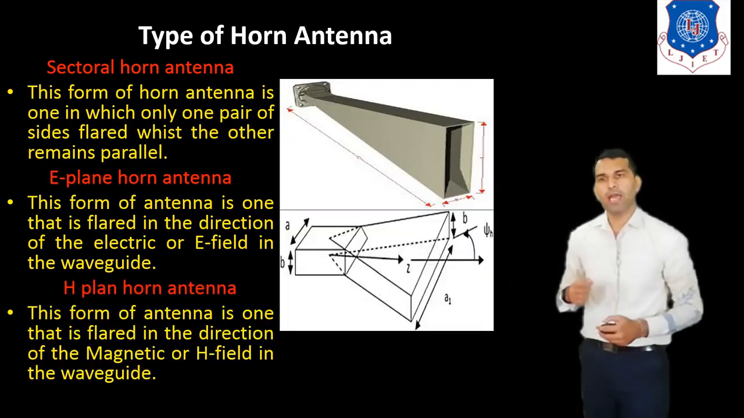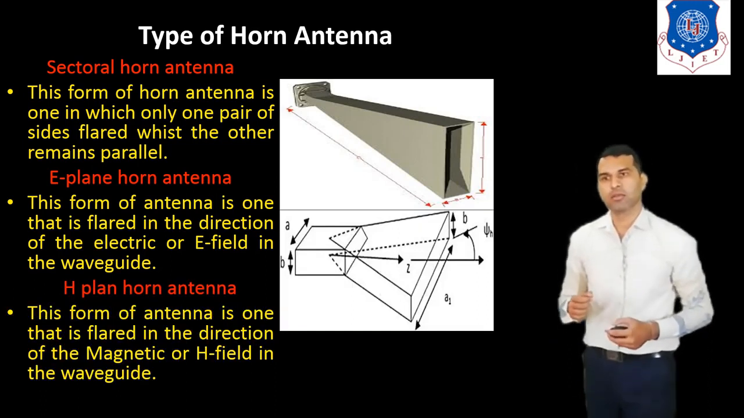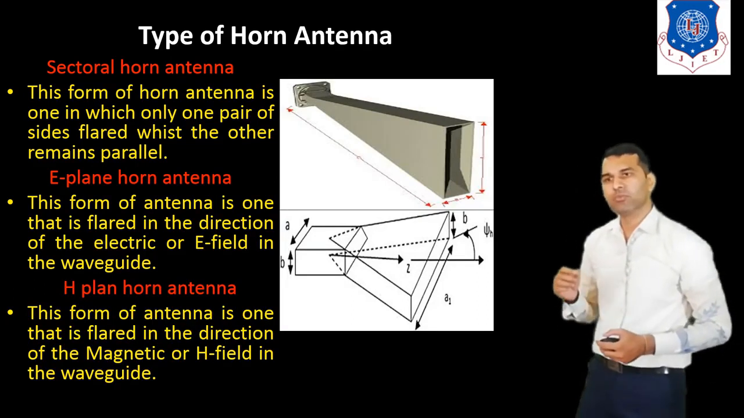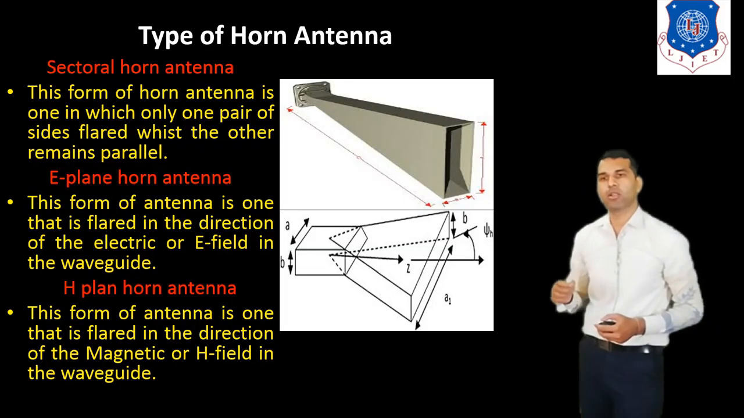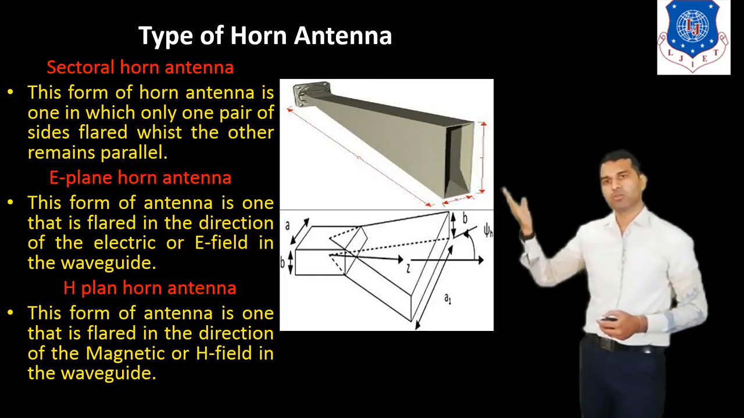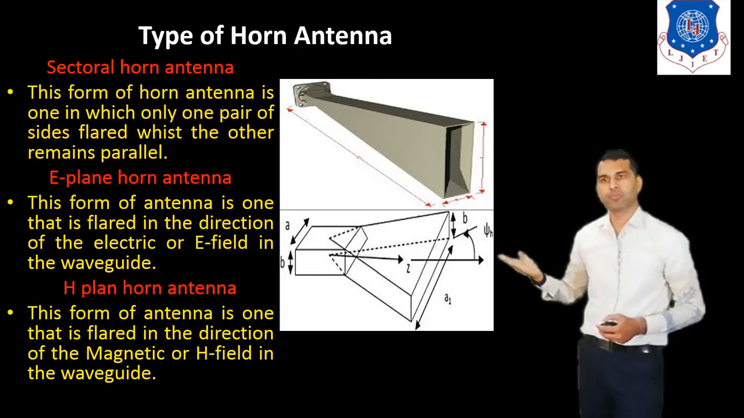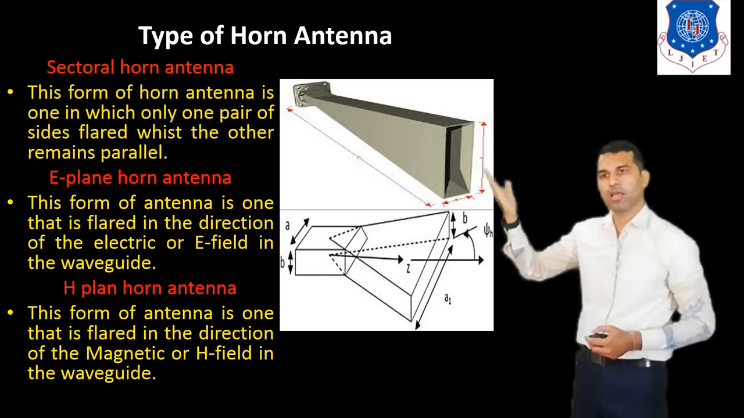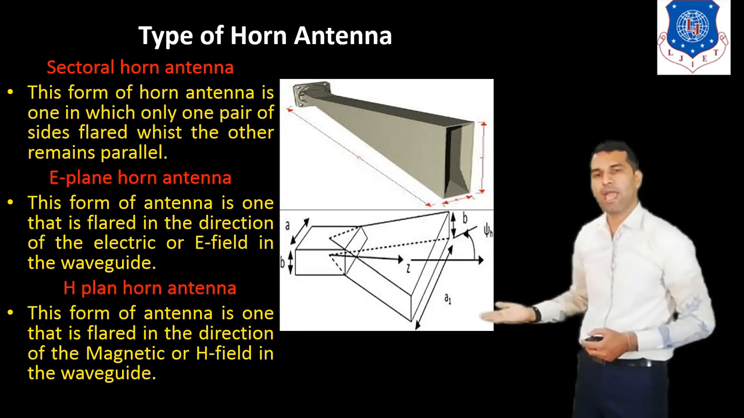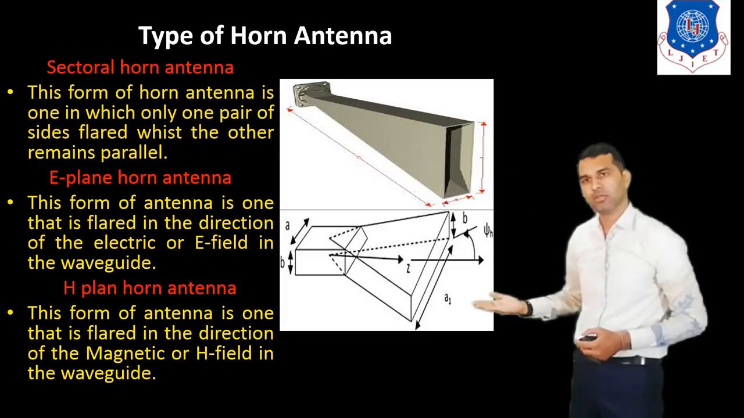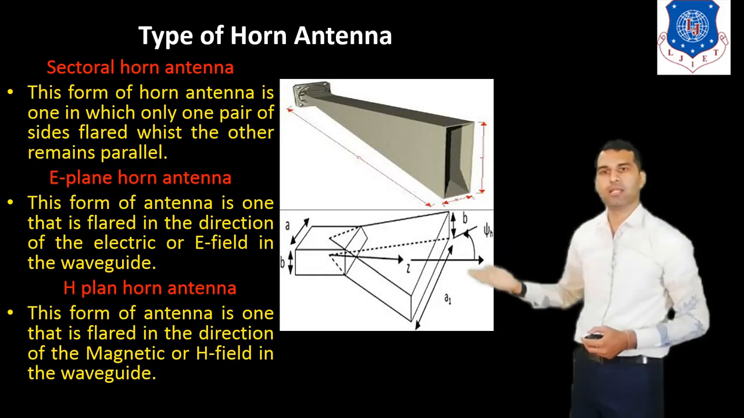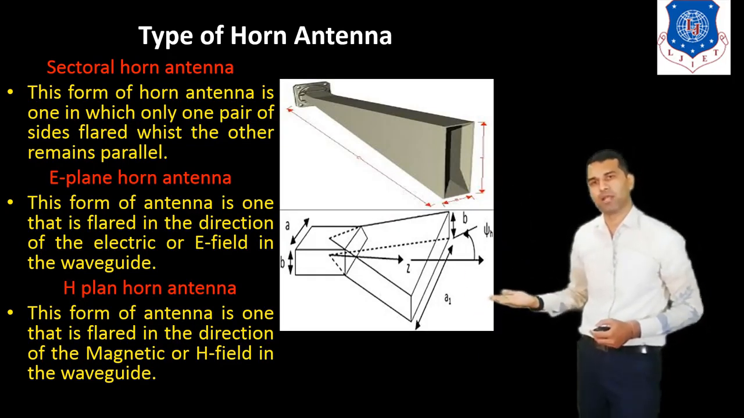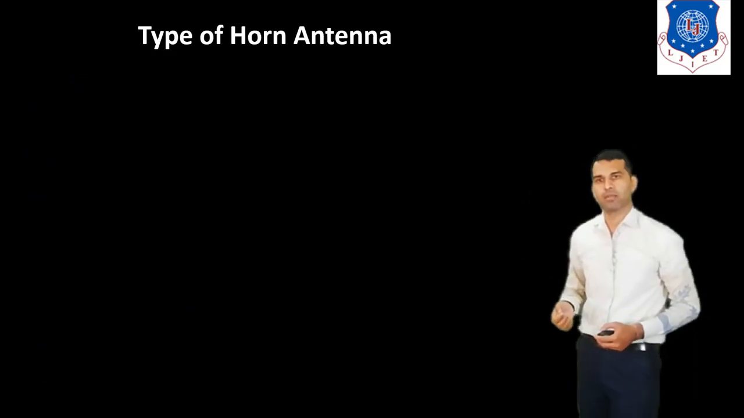The next one is the H-plane horn antenna. This form of antenna is one that is flared in the direction of the magnetic or H field in the waveguide. So these are the two types of sectoral horn antenna: the E-plane horn antenna and the H-plane horn antenna. Here the flaring is given in the E-plane, and here the flaring is given in the H-plane, that is, in the magnetic plane.